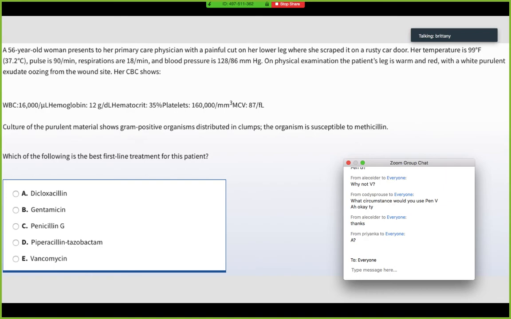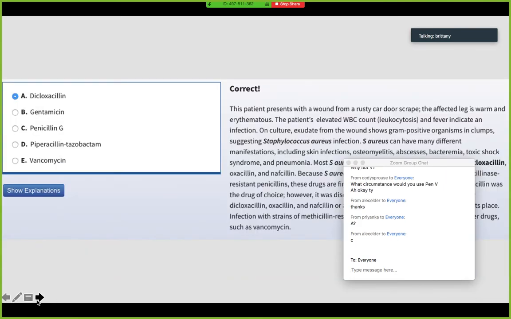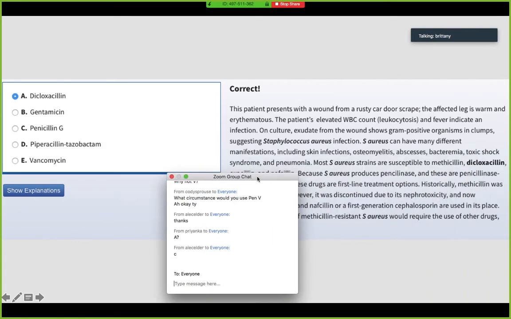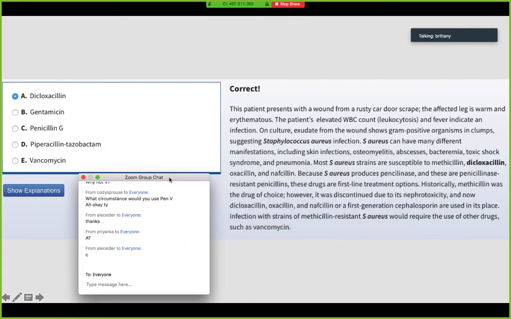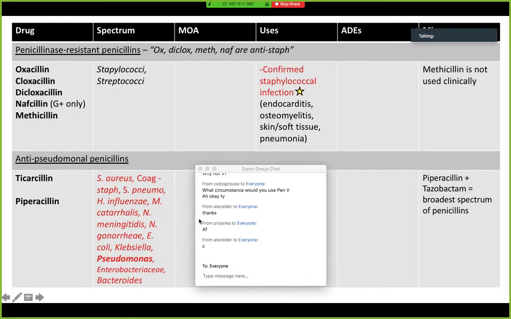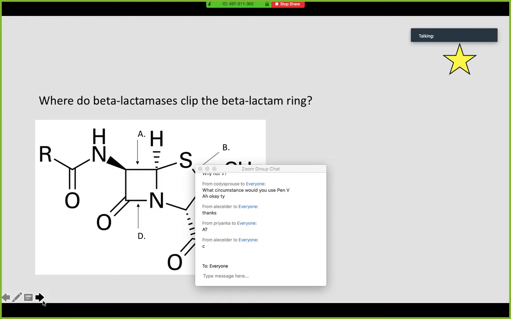So make sure you know the difference between methicillin susceptible versus resistant. Yeah, and we have a vote for A, which is correct. So remember your mnemonic: oxacillin, dicloxacillin, methicillin, nafcillin treat staph. Yeah, they are anti-staph. So keep that in mind to treat any staphylococcal infection.